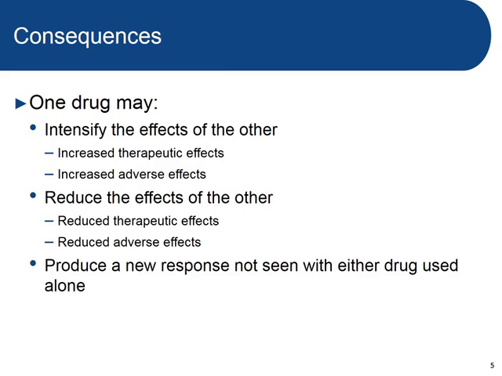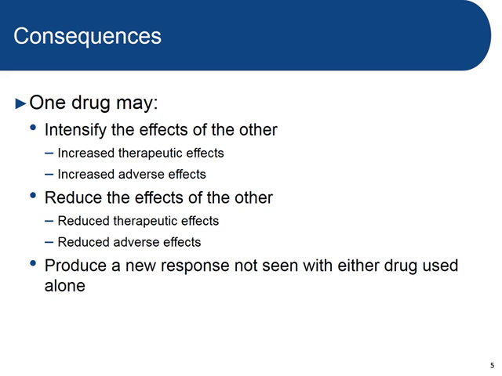The consequences of drug interactions, as I said, can be either therapeutic or adverse. One drug may potentiate or intensify the effects of another, and again, those could be increased therapeutic effects or increased adverse effects. One drug could reduce the effects of the other drug, and again, it could be either reduced therapeutic effects or reduced adverse effects. And then a third thing that could happen is that one drug combined with another drug could produce a completely new response that's not seen when either of those drugs is used alone.